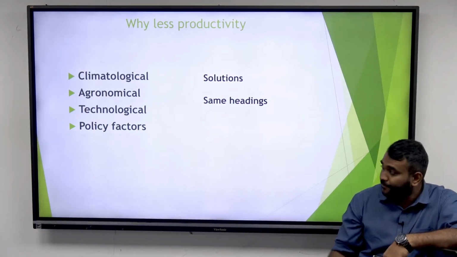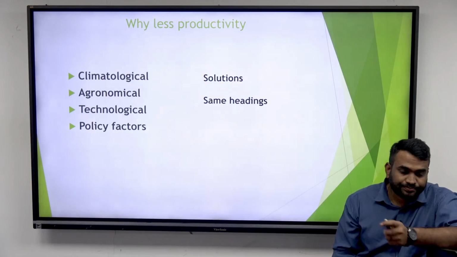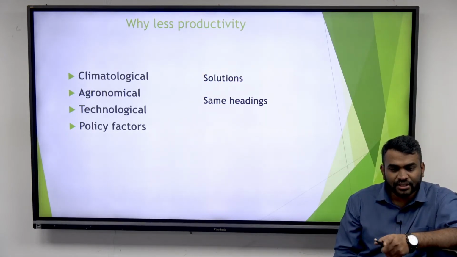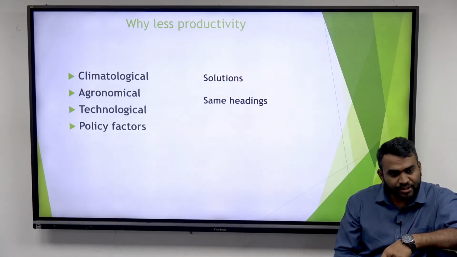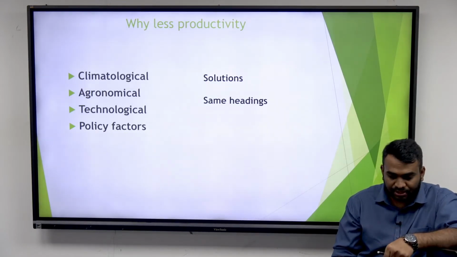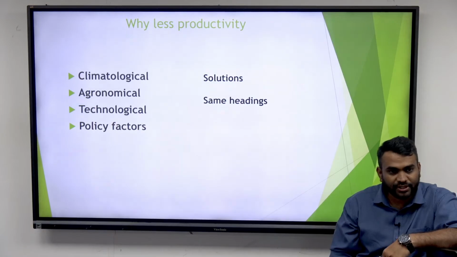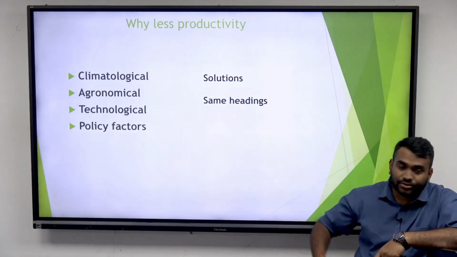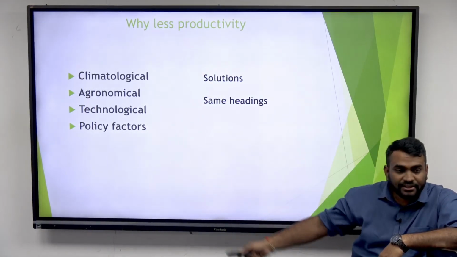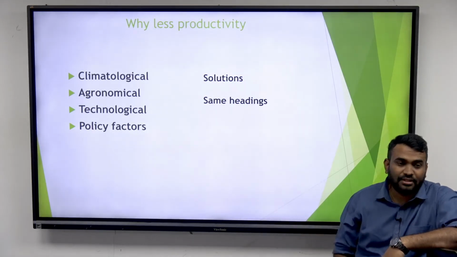Climatological, just now I explained. Agronomical is the main one, starting from tillage, choice of crops, irrigation method, and then post-harvest technologies, everything is contributing towards lower productivity. Correct? So here for solutions, again you can do the same thing. Take the same headings and then do the solutions.